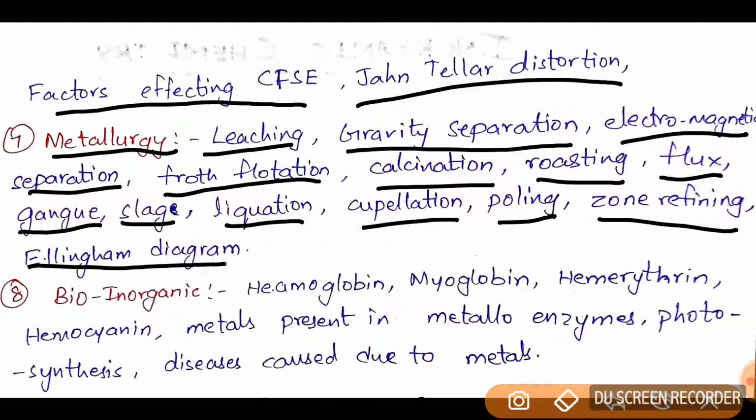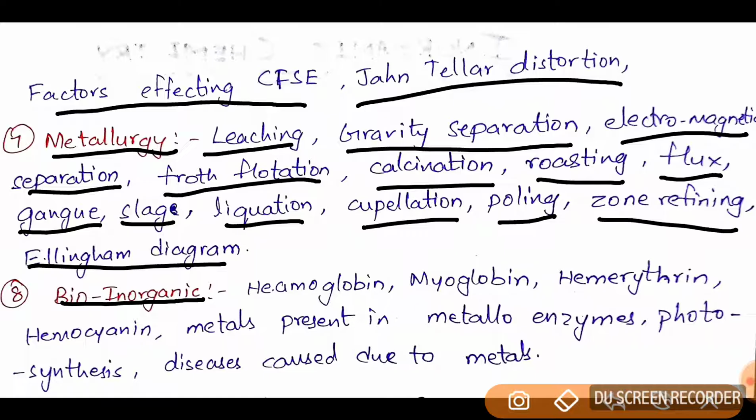Ellingham diagram, that's it. And here comes the bioinorganic. In bioinorganic, they'll be asking very basic concepts, guys. That is, the metal present in hemoglobin, or the metal present in chlorophyll, etc. So the concepts will be very easy.